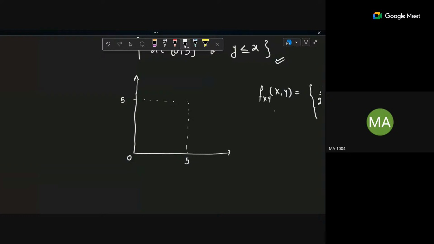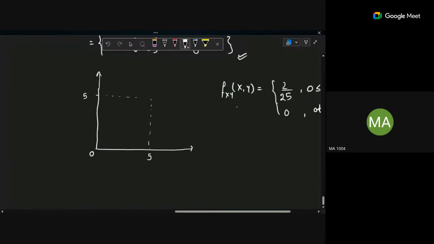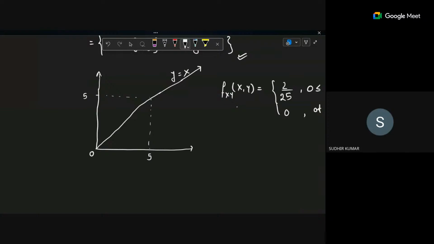I want my y to always be less than or equal to x. So I will draw the line y is equal to x, which is the diagonal line. Now my required area is where x is lying between 0 to 5 and y is less than or equal to x. So which region, upper or lower? Lower region. So my required region is this one.